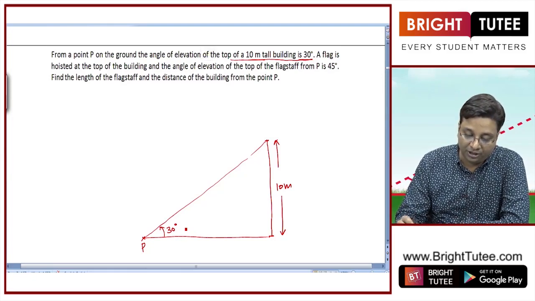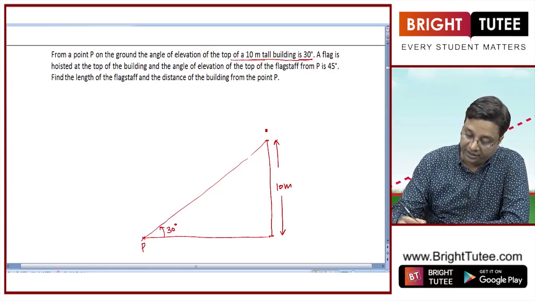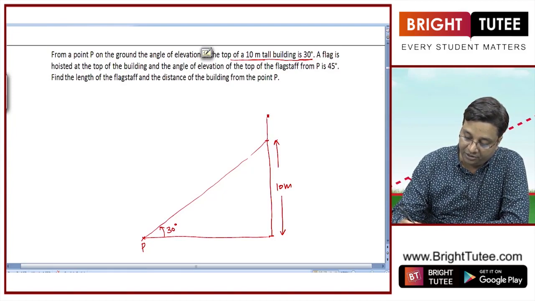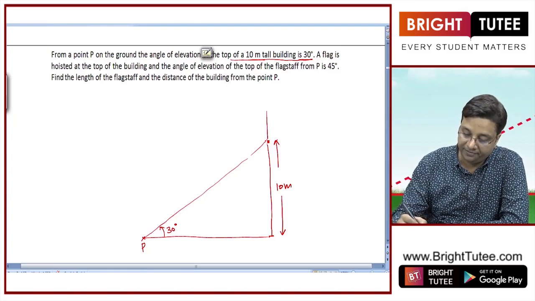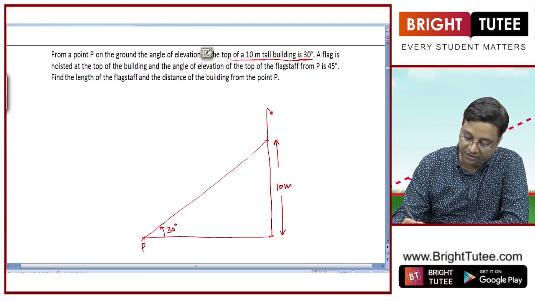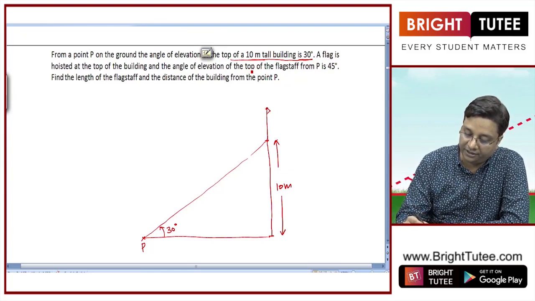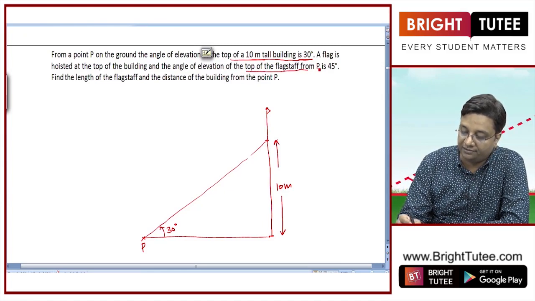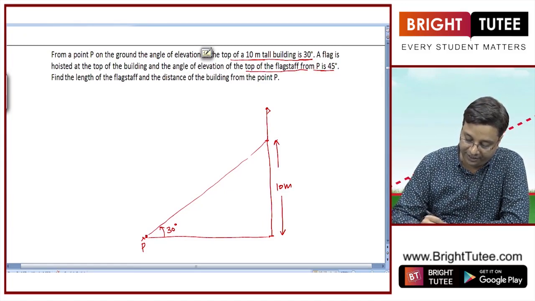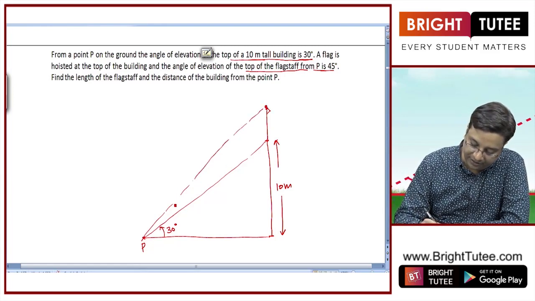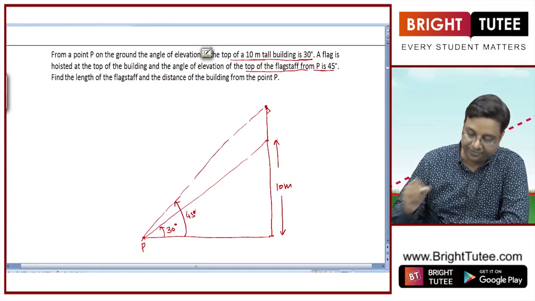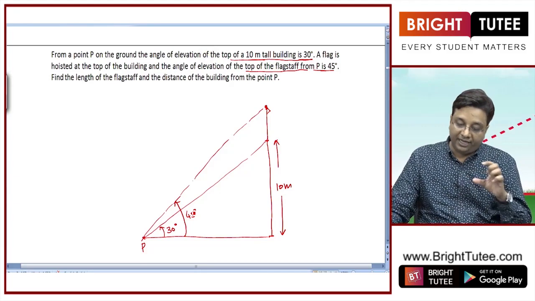A flag is hoisted at the top of the building. There is a flag that is being hoisted at the top of this building, right? So this is the flag. The angle of elevation of the top of the flag staff from P is 45. So this angle here is 45 degrees. Find the length of the flag staff.